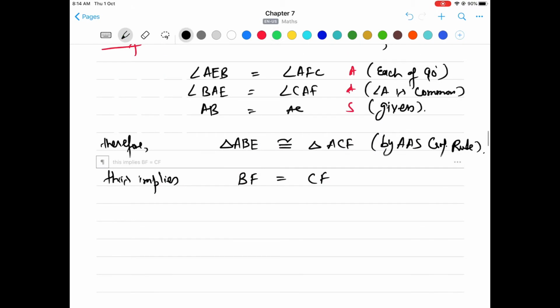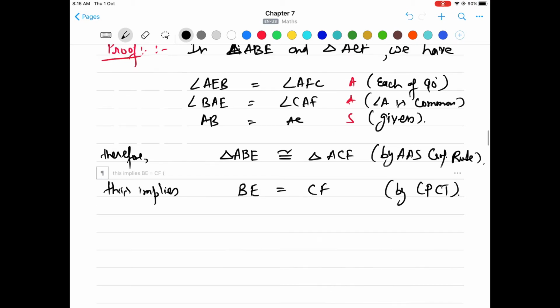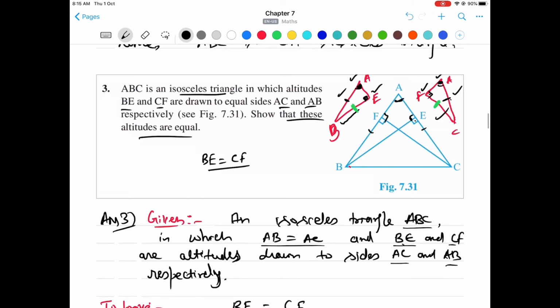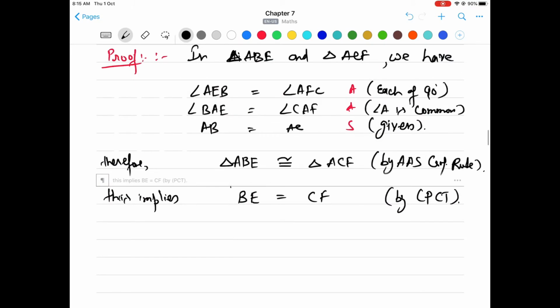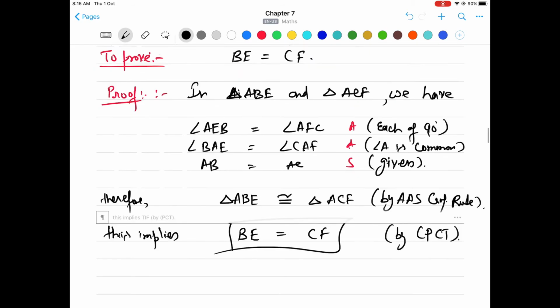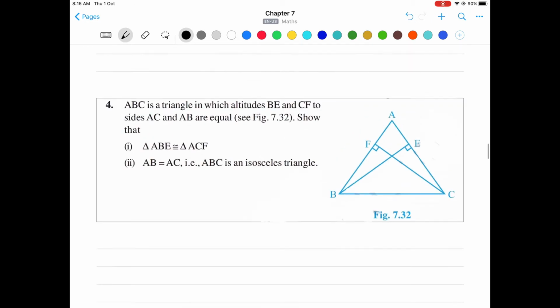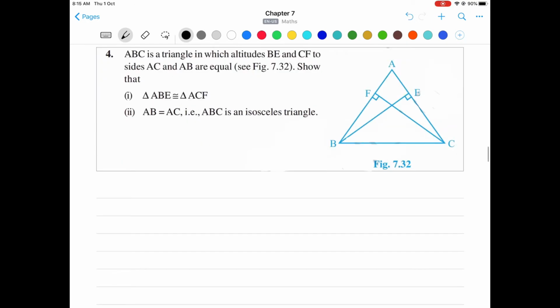So BE will be equals to CF, and this is by CPCT, that is corresponding parts of congruent triangles are equal, and that's what we are asked to prove here, that BE is equals to CF. We have to prove that altitudes are equal. Okay, I hope you understood it. It's very easy. Now moving to the next question, question number 4, which is quite similar to question number 3. The figure is exactly the same.